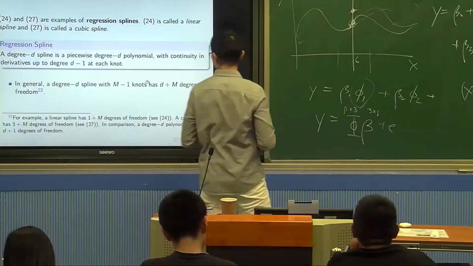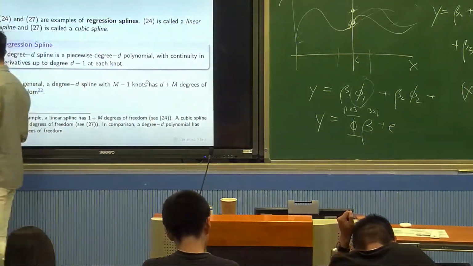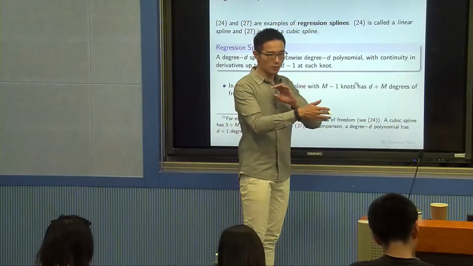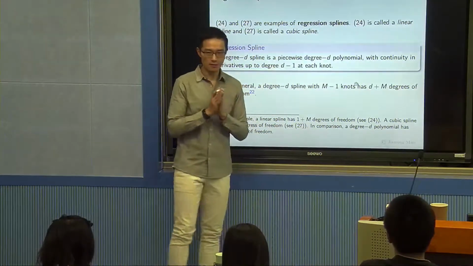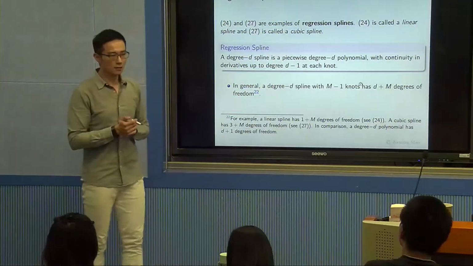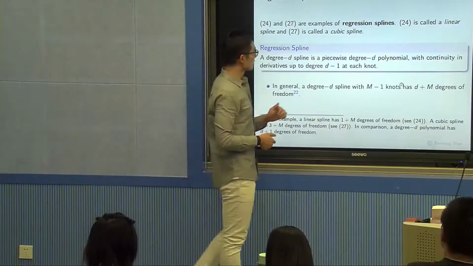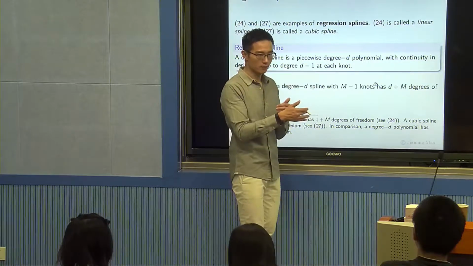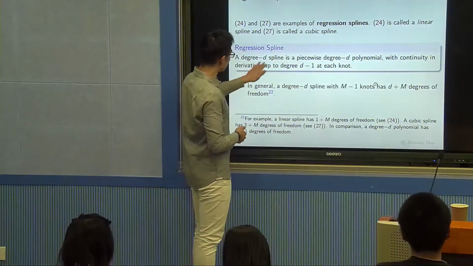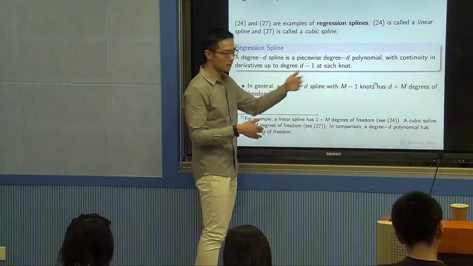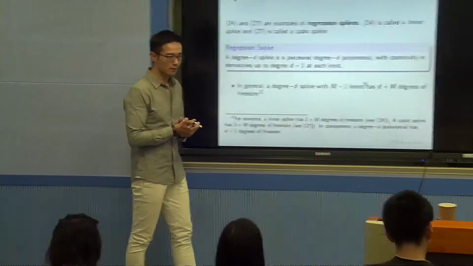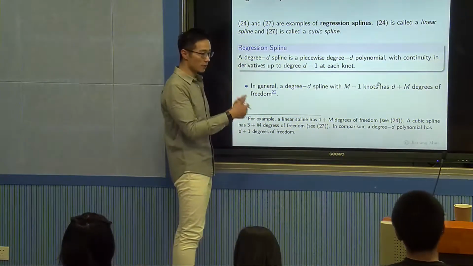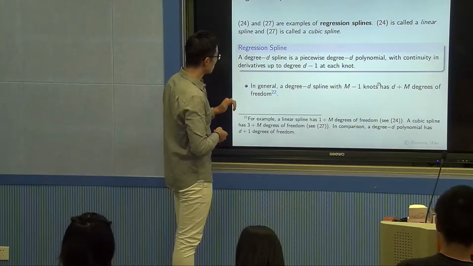It turns out that this is called a spline. The piecewise polynomial model is also called a regression spline. Spline is a word we hear a lot, and there are different kinds of splines. The regression spline we're doing here is essentially a piecewise polynomial. So a degree d spline is basically a piecewise degree d polynomial. Here we have a piecewise third degree polynomial, so we have a third degree spline, or cubic spline.